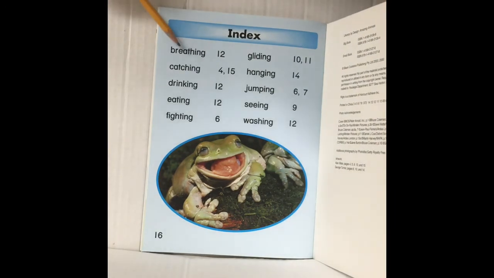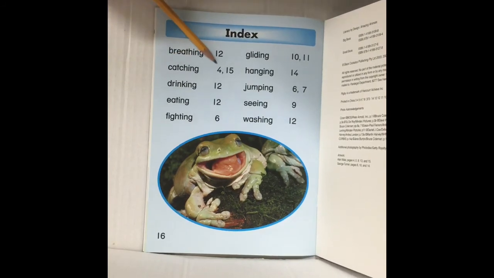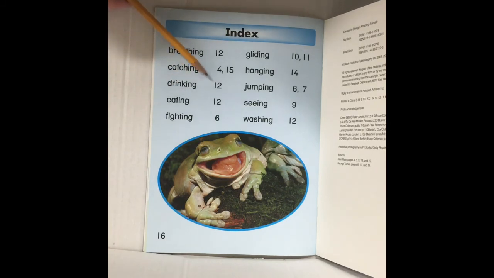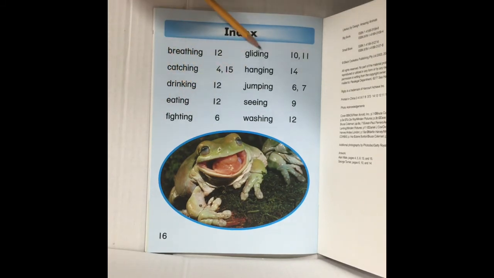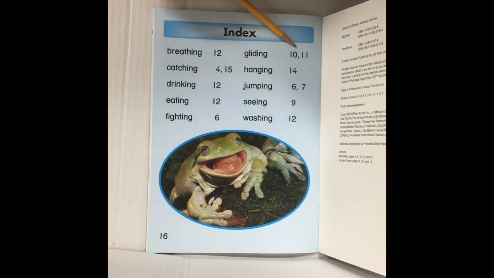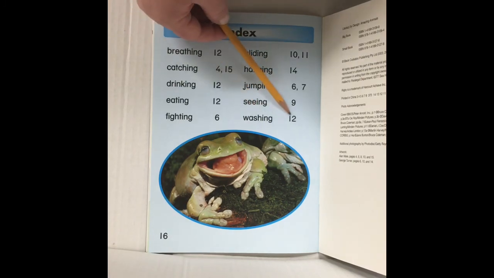Index. Breathing, page 12. Catching, pages 4 and 15. Drinking, page 12. Eating, page 12. Fighting, page 6. Gliding, pages 10 and 11. Hanging, page 14. Jumping, pages 6 and 7. Seeing, page 9. Washing, page 12.